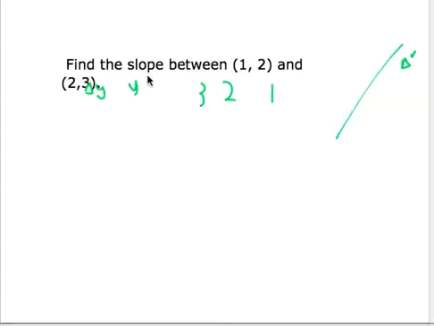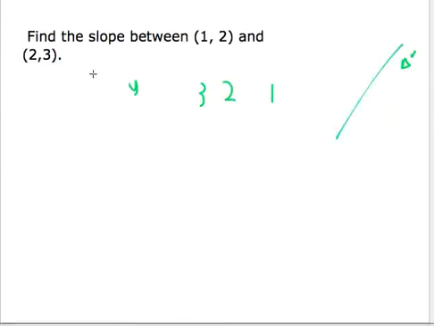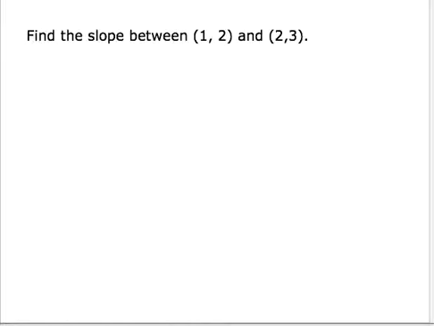Okay, so find the slope between, and then it gives you 2 points. So I know that my slope is rise over run. So m equals rise over run. Another way to write rise would be the change in y over the change in x.